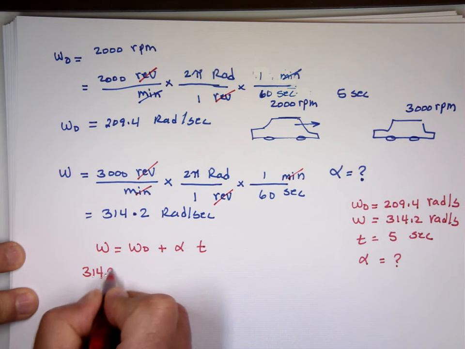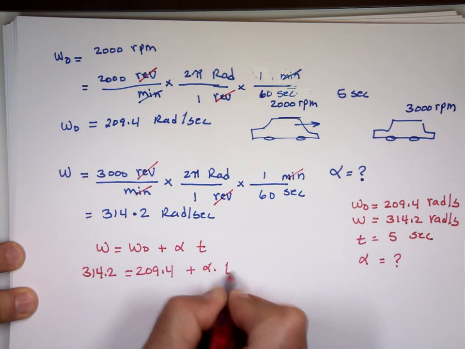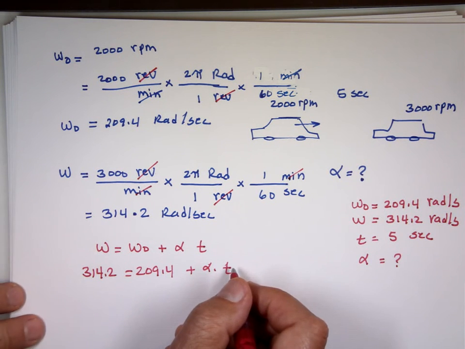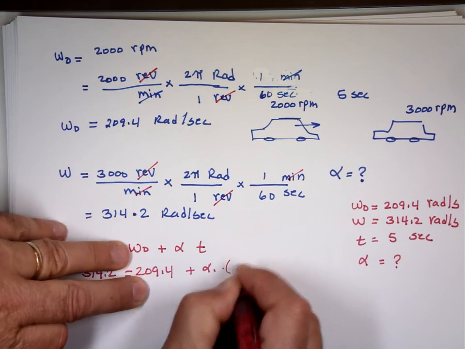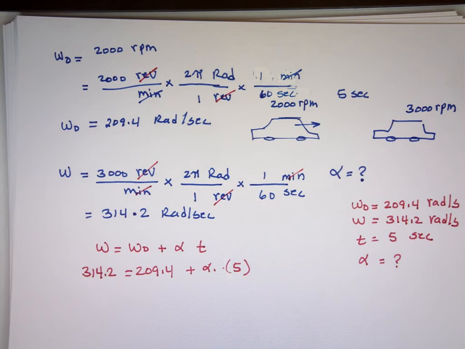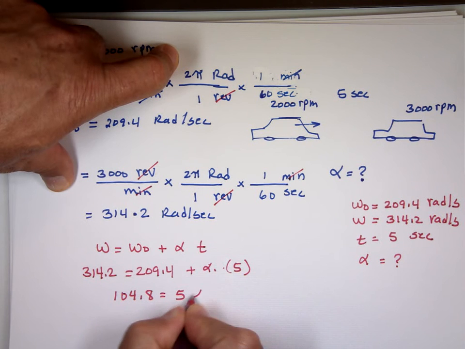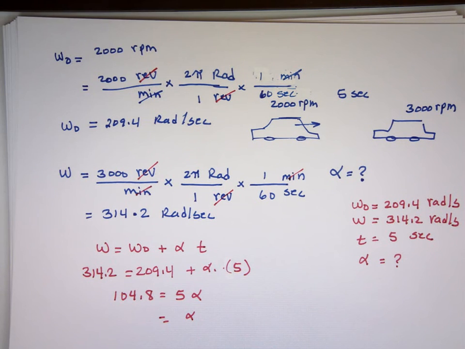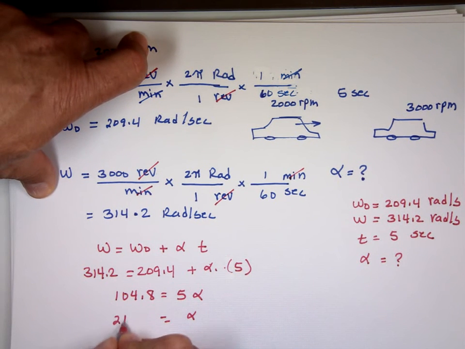314.2 equals 209.4 plus alpha times t. T we know is 5 seconds. Yep. So 314.2 minus 209.4 gives 104.8, which equals 5 alpha. Do we know what alpha is? 20.96, roughly 21 rad per second squared.